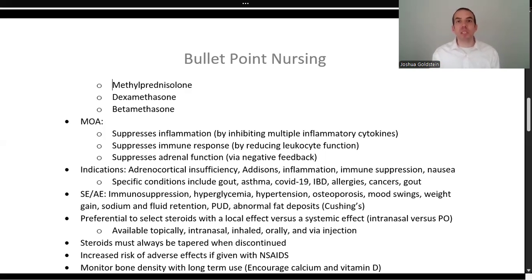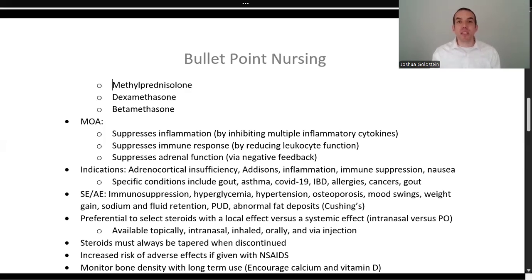We have so many options to avoid giving it systemically because, yes, this does have tons of major adverse effects and side effects, and we want to avoid it if at all possible. So we do have steroids available probably in more routes than any other drug, specifically for this reason, because we want to avoid this list of side effects. This list of side effects, by the way, as a nurse, you definitely need to know it because you're for sure going to be tested on it.